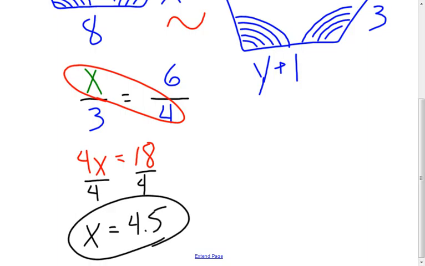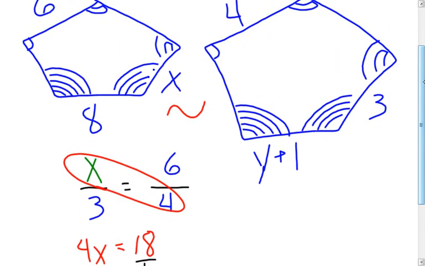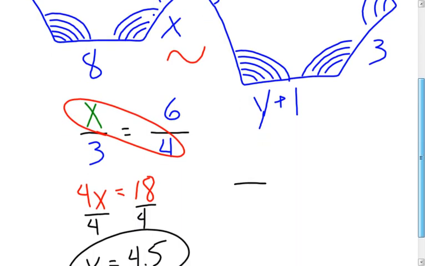Now I need to calculate the value of y, and it's not going to be any different. I'm going to do it pretty much the same way. I like to first start with my proportion, and I like to put my variable right away in there. So my variable to start off this time is y.